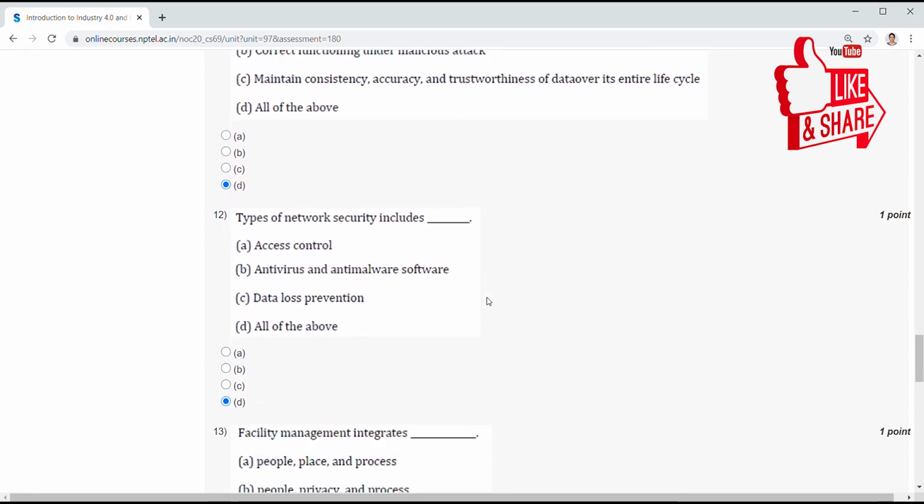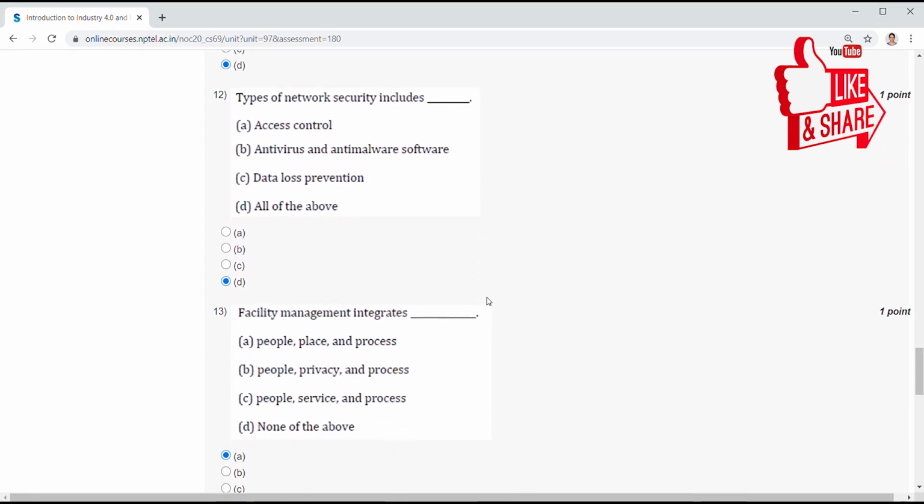Coming to the 12th question. Types of network security include: A. Access control, B. Antivirus and anti-malware software, C. Data loss prevention, D. All of the above. And the correct answer is all of the above.